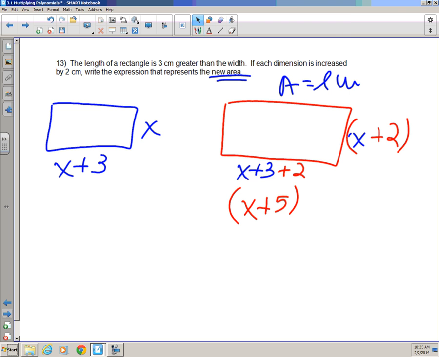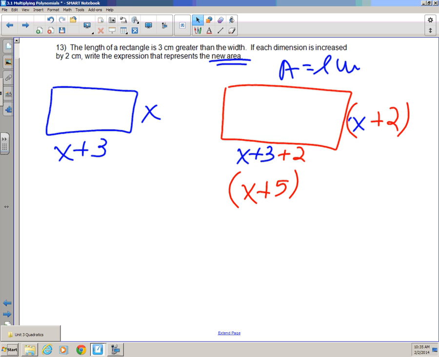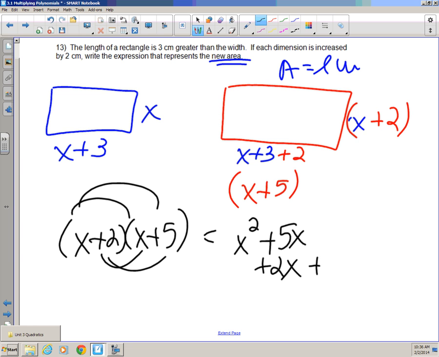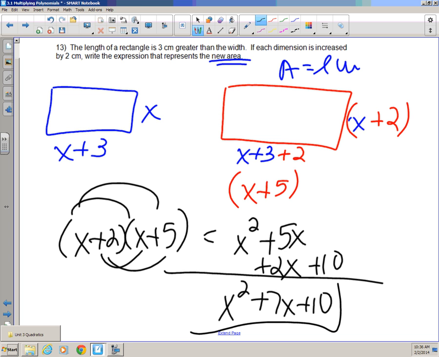If I want to write that expression for the area, I need to multiply those 2 binomials. So what happens here is I'm going to be multiplying x plus 2 times x plus 5, distributive property. It's going to give me x squared plus 5x, indent and go under, plus 2x plus 10. The expression for the new area, x squared plus 7x plus 10.